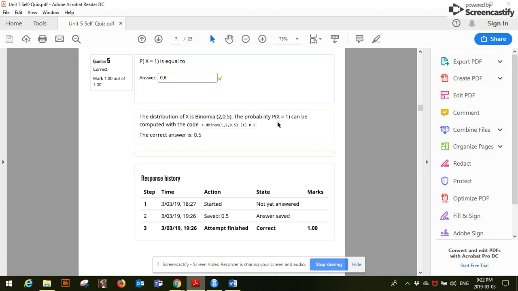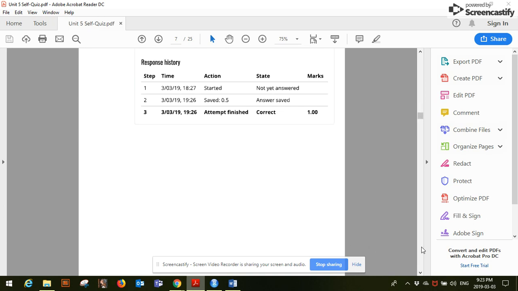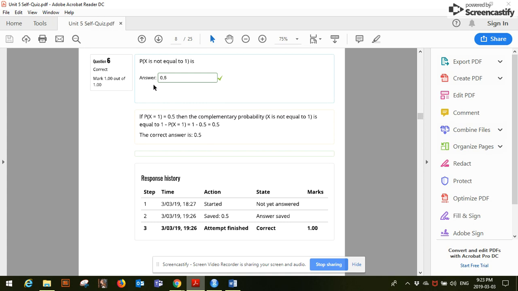Basically, we need to find the probability of X equal to 1, so we need to use the dbinomial. It's the density. Remember, the density gives you the height of the value of this function. Basically, that's what the function usually does. It's going to give you the height at X equal to 1. So basically, it's going to be this value.